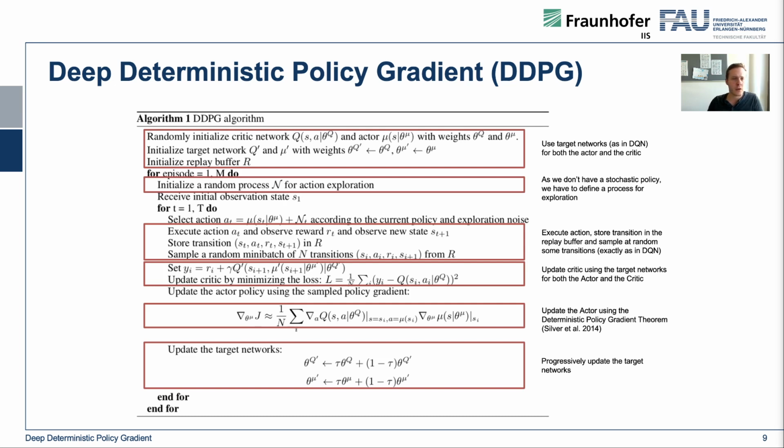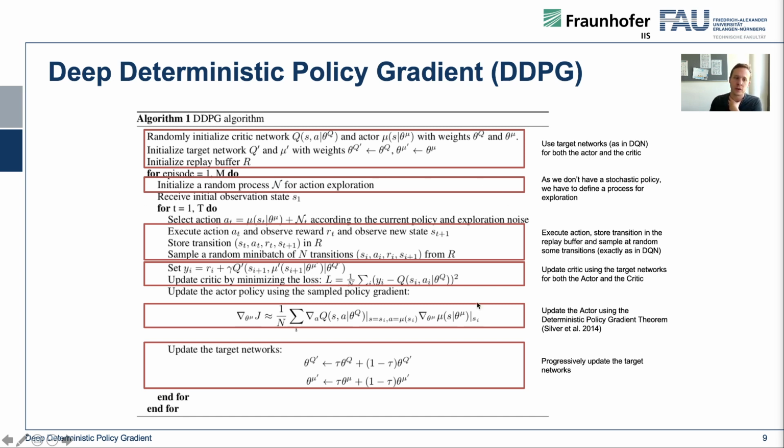So this is the pseudocode of DDPG. It's also very simple to implement. You have some initialization in the beginning, where you have target networks, as you also know them from DQNs, for both the actor and the critic, so the Q function and the policy function. And here you have your random process, which I defined on the previous slide. Because you do not have a stochastic policy, you define a random process to incentivize exploration.